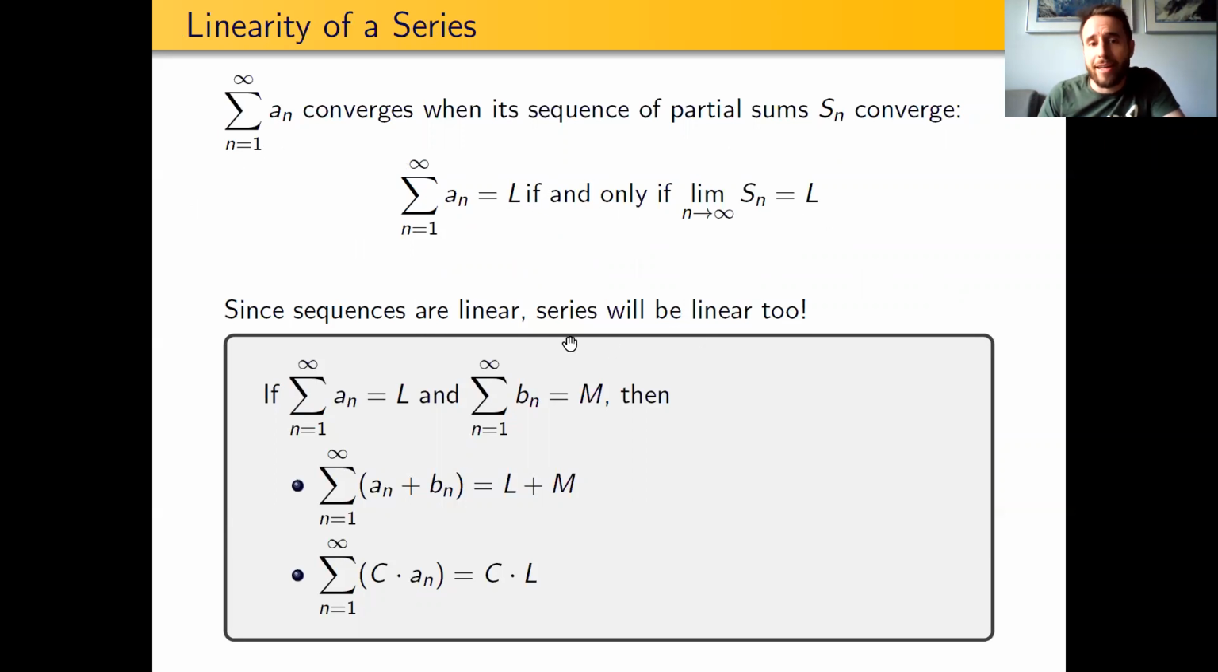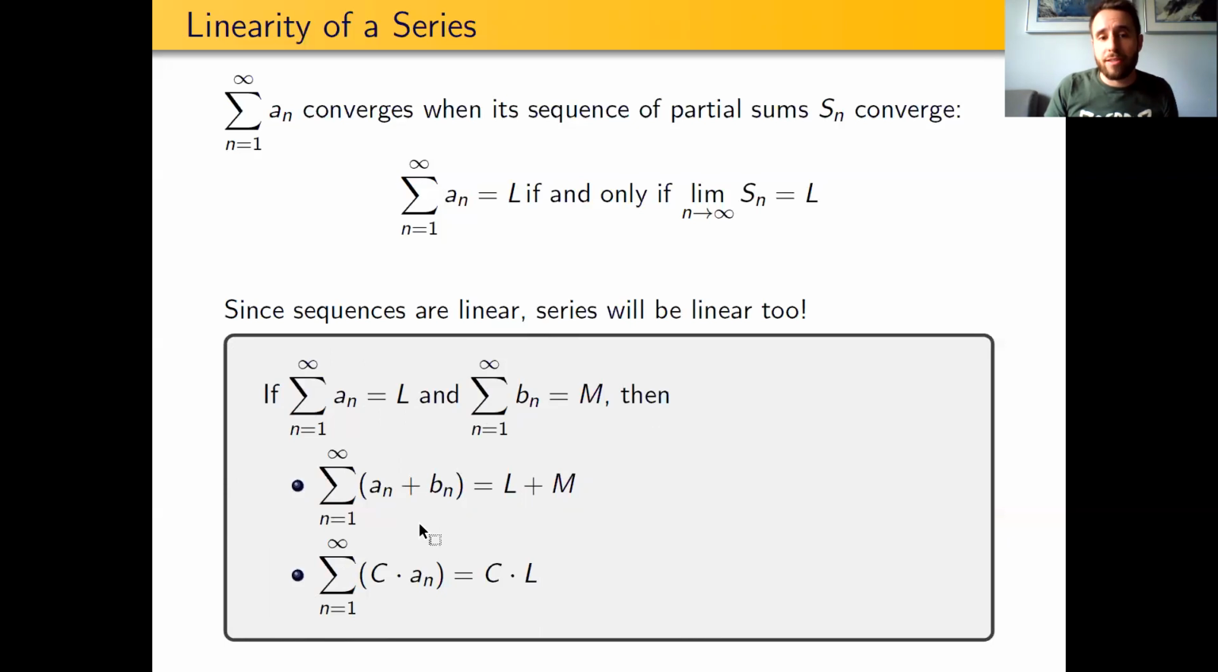And what I mean by that is that the following bullet points hold true. Series have this linear structure. So if I have two series, a sub n and b sub n, and if my series a sub n converges to L, and my series b sub n converges to M, then I can conclude the following. I can add those two series together to get a new series, the series as n goes from 1 to infinity of a sub n plus b sub n.